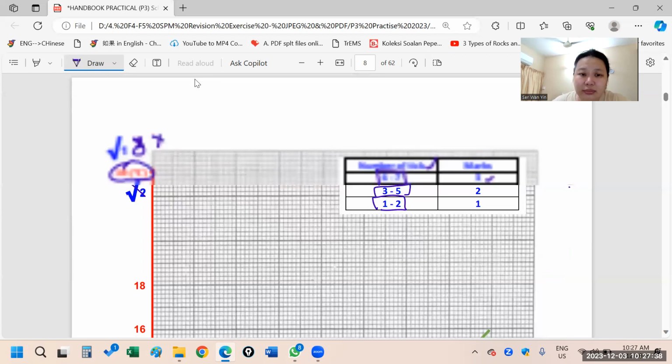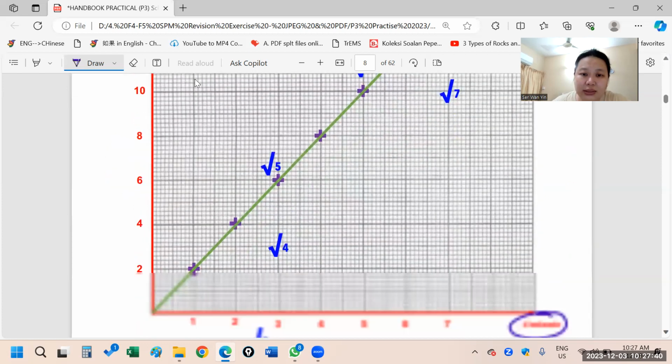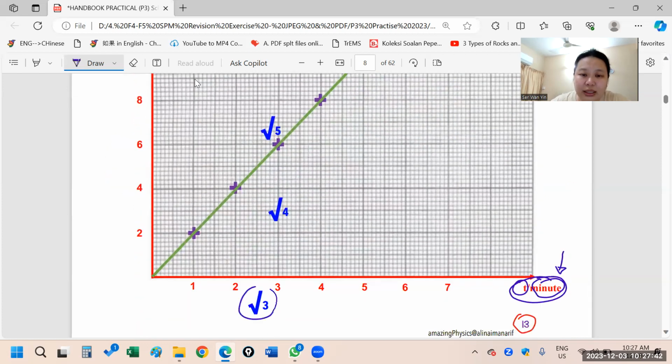Then, the third tick is your x-axis and y-axis scale, an even scale. Okay, start with 0.